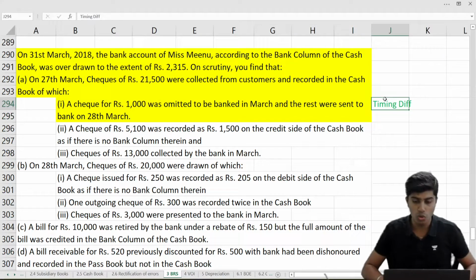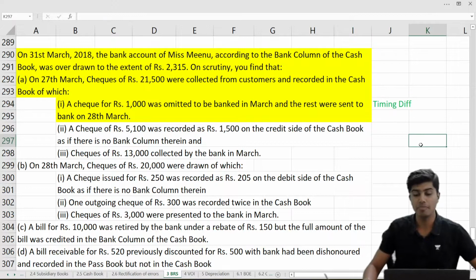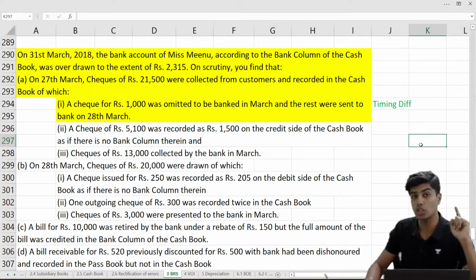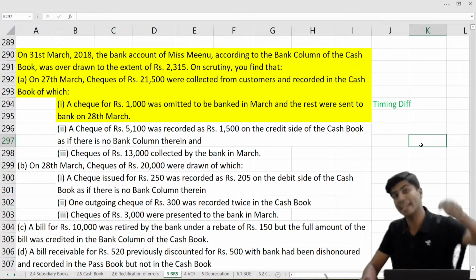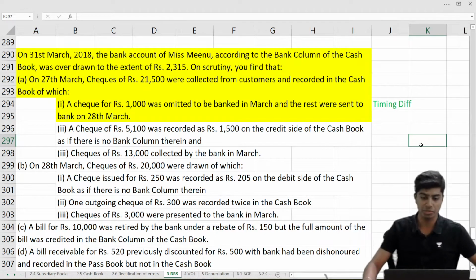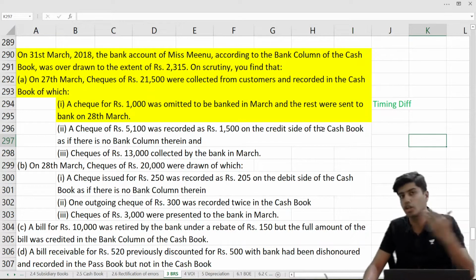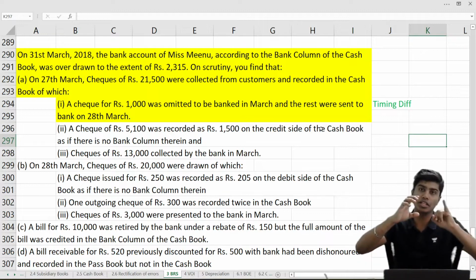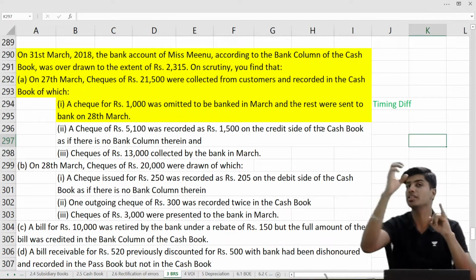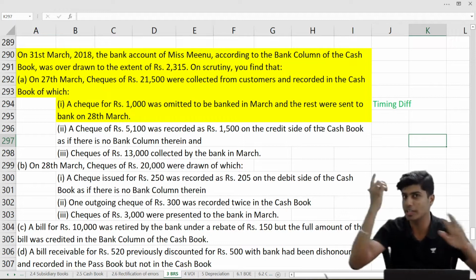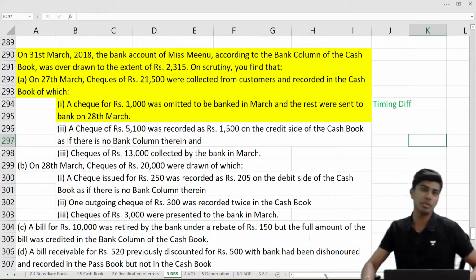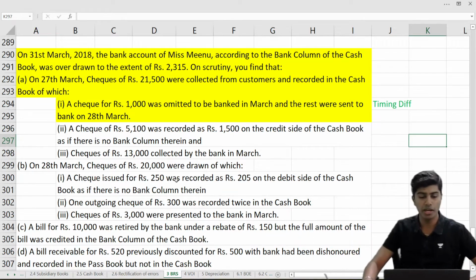All the timing differences would go to the bank reconciliation statement. If it is a non-timing difference, that is an error in the cash book, it would come in the amended cash book. So cheque received but not deposited of 1000 is a timing difference. Passbook has not increased, cash book has increased. We're making changes in the cash book, so I would have to reduce my cash book balance. This would come in our BRS. So let's go to our BRS.